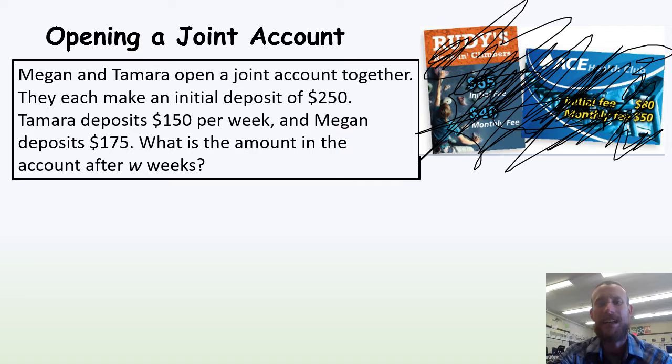So similar idea, I'd like to actually give you a couple of minutes to think about it. Megan and Tamara open a joint account together. They each make an initial deposit of $250. Tamara deposits $150 per week, and Megan deposits $175 per week. What is the amount in the account after W weeks? So think about this for a second. How is this similar to the last example? What would the initial kind of ideas be? What would the weekly ideas be? And how could we write each of those for each of these two people?